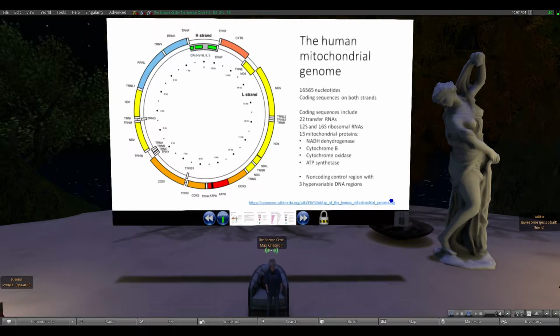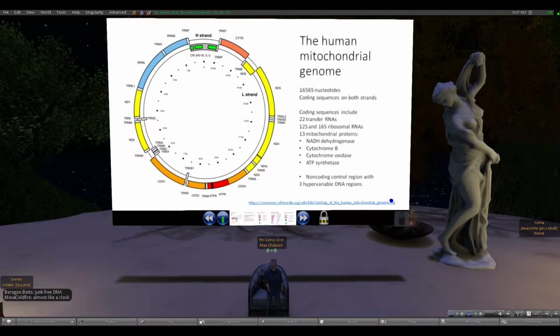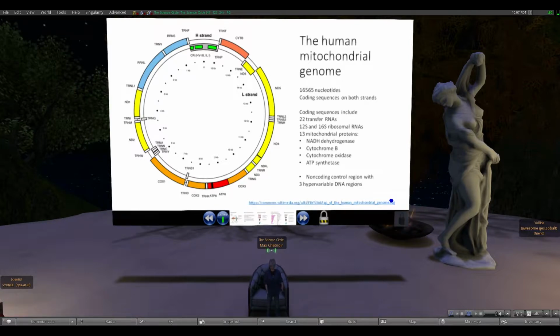So those proteins are mostly involved in electron transport and ATP synthesis. In addition to those protein coding genes, there are a couple of genes for ribosomal RNAs and some genes for transfer RNAs. However, there aren't any genes for ribosomal proteins. Those are encoded in the nucleus. So there are lots of proteins that are used in the mitochondria that aren't actually encoded in the mitochondrial genome. They're encoded in the nucleus, and they have to be synthesized outside of the mitochondria and then transported in.